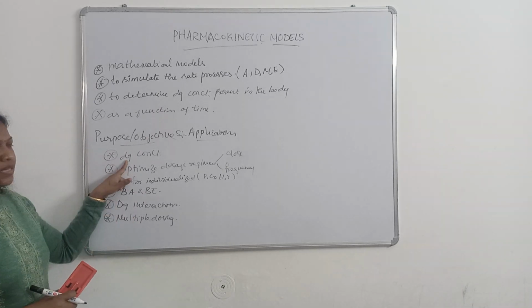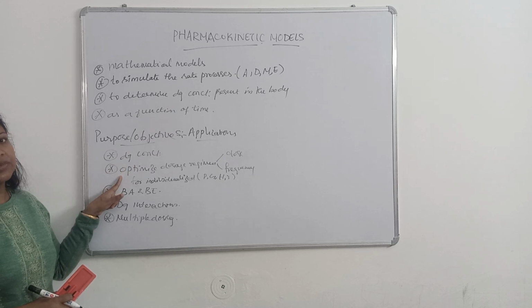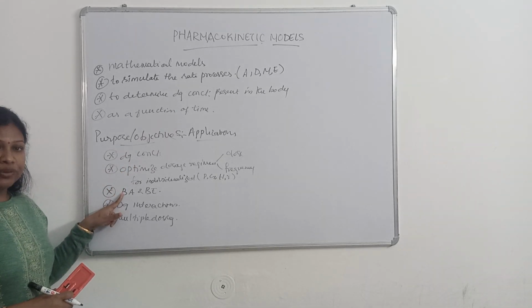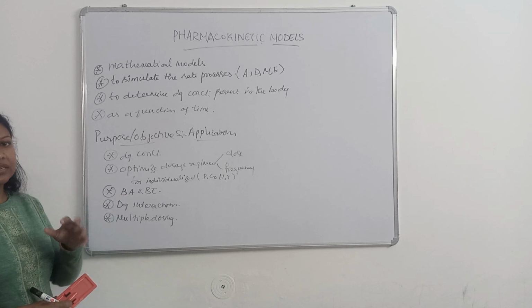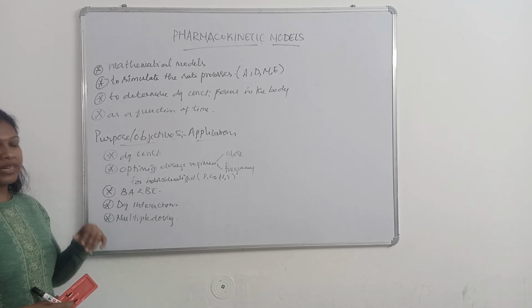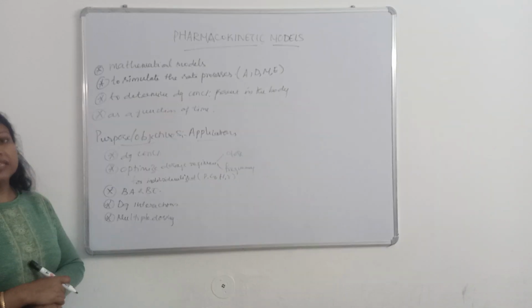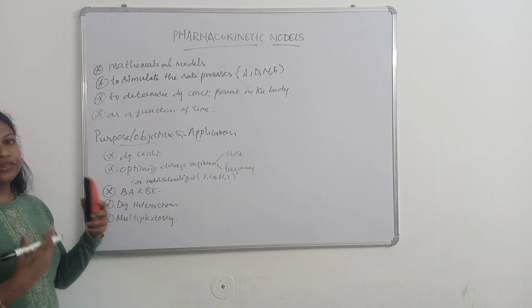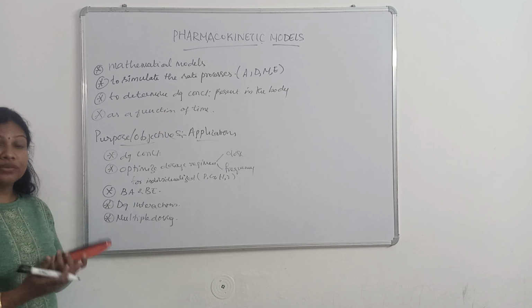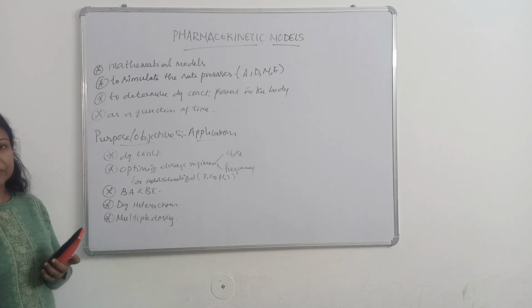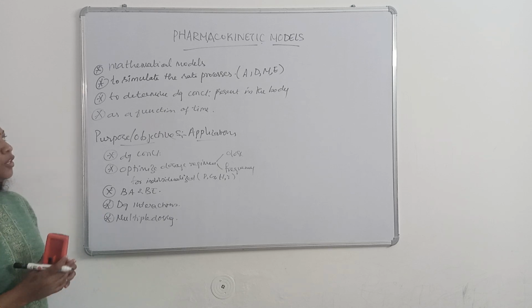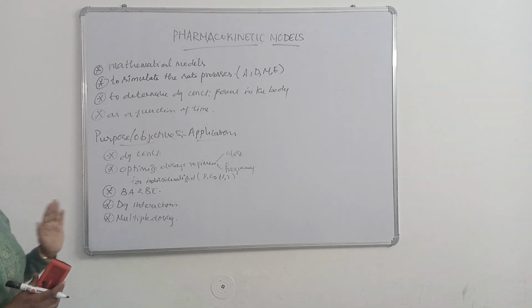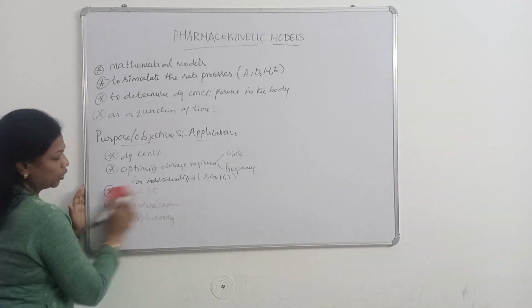You can determine drug concentration, you can optimize the dosage regimen in an individualized fashion, then you can determine bioavailability and bioequivalence, and then you can determine the drug interactions which may affect the pharmacokinetic parameters, and ultimately multiple dosing. Whether you administer a single dose or multiple doses, we can determine the drug concentration that is present in the body. So this is the application of these pharmacokinetic models.